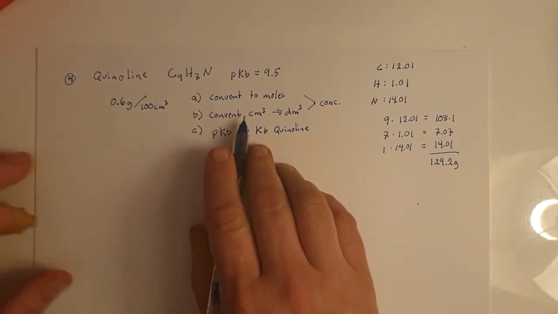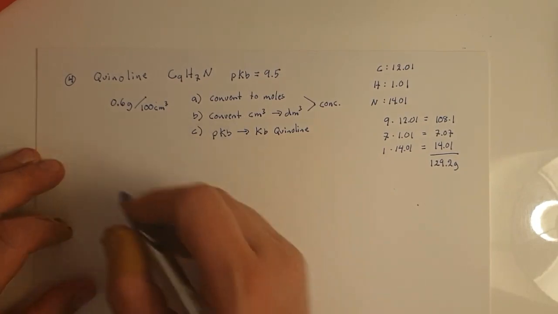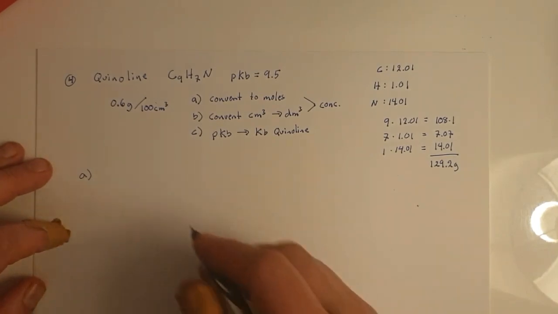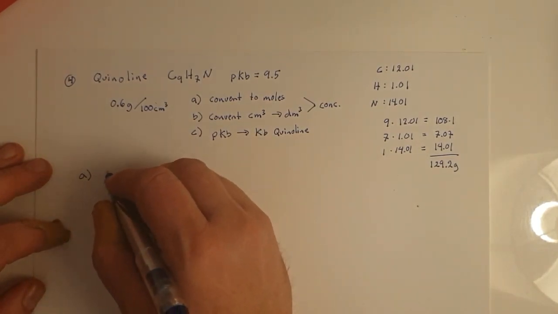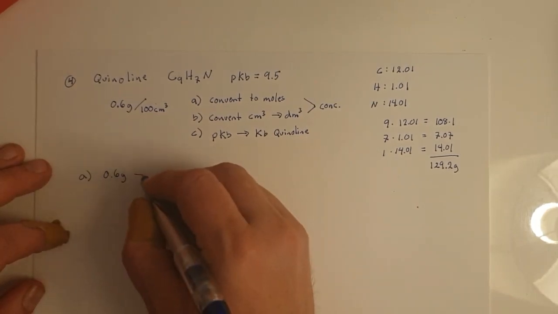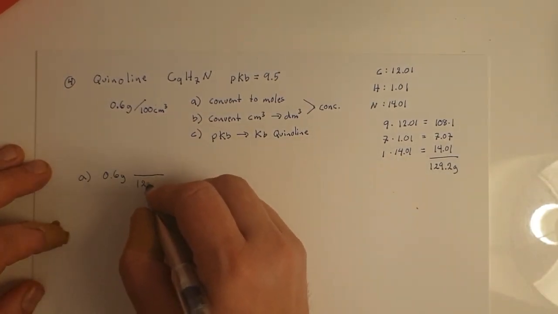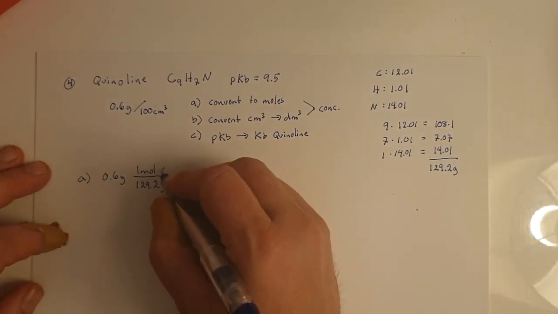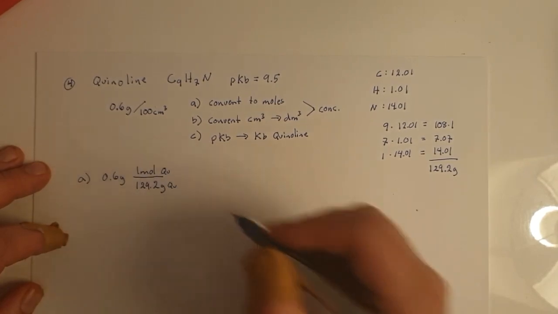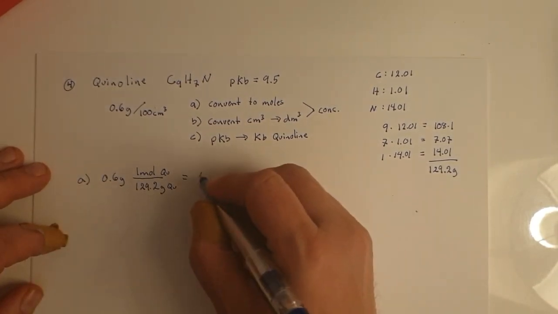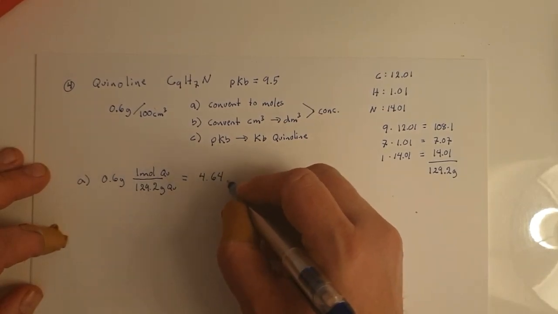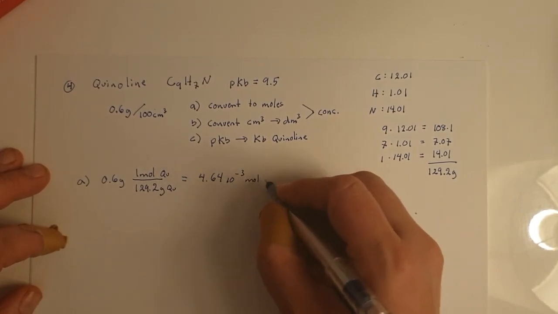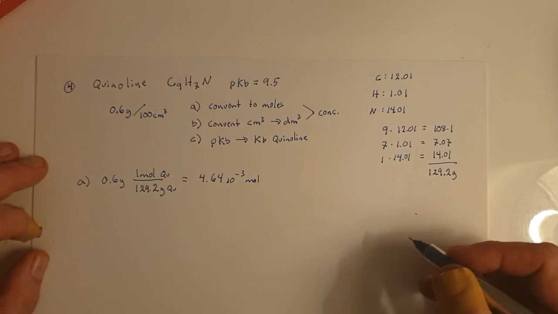If we then convert to moles, which is our first job here, A, we can take 0.6 grams divided by 129.2 grams for 1 mole of this stuff, which equals 4.64 times 10 to the minus 3 mole of quinoline.